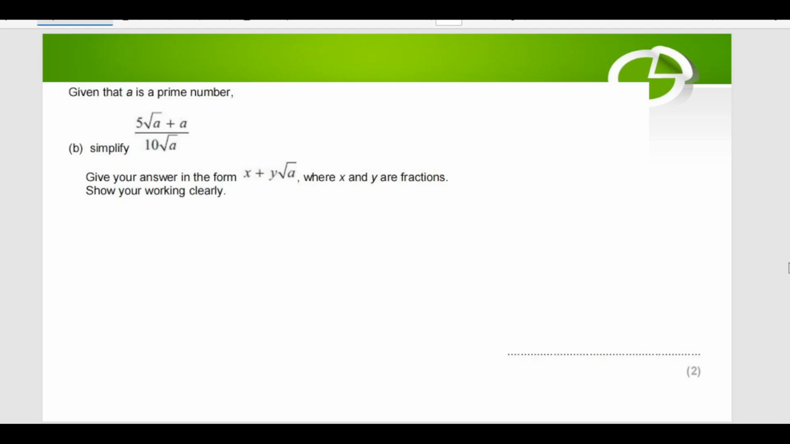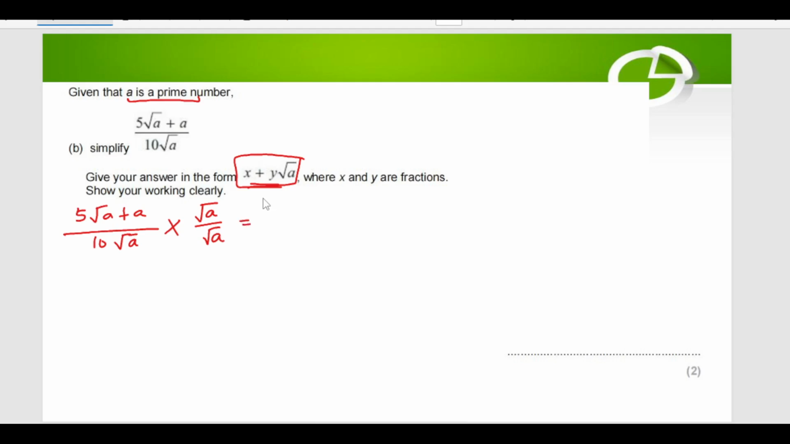Now the next part of this, here we have given that a is a prime number. So we have this given and we need to write this into this form. Basically we are just simplifying it. So let's see how we can do that. I will write here 5 root a plus a over 10 root a. If you look at the numerator and denominator, the only thing I can do is rationalize this. Why? Because in the answer that we require there is no denominator. So I will multiply by square root a on the numerator and denominator.